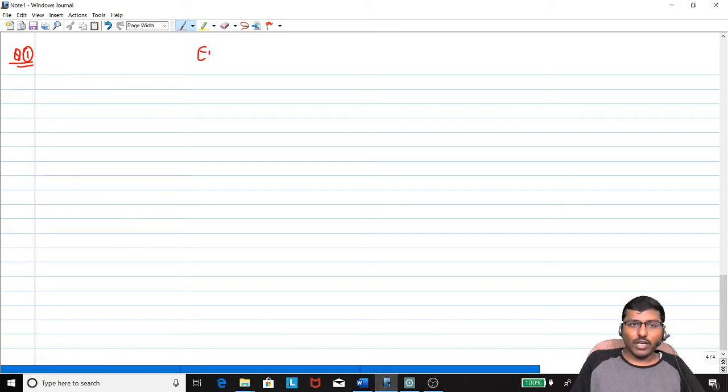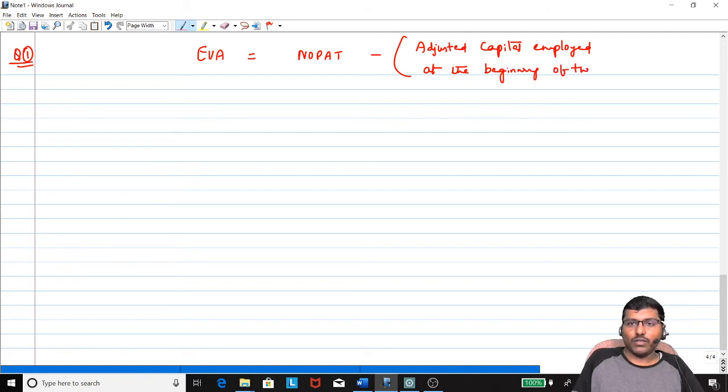We know the formula. Economic value added is equal to NOPAT, that is net operating profit after taxes, minus adjusted capital employed at the beginning of the year into weighted average cost of capital. This is the formula. We are aware of it. Just now we have learned the concept.